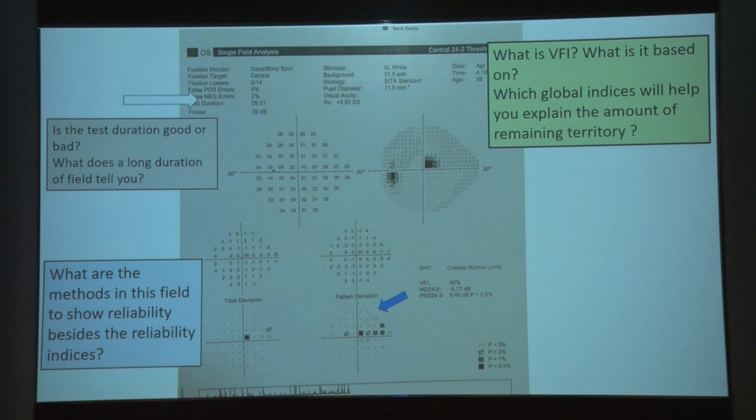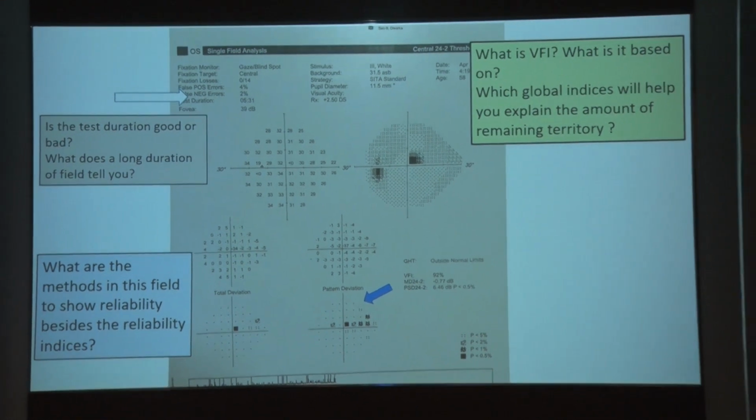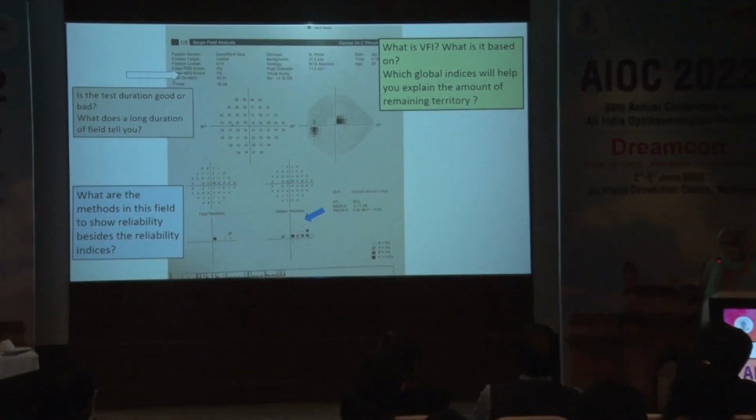You have one more session after this. So if you don't activate yourself for the next 2 hours, there'll be a challenge, right? So how do MD and VFI differ from each other? It's very vital.